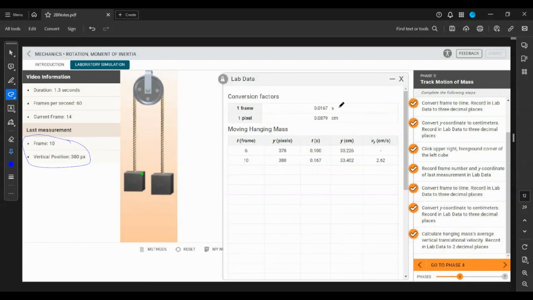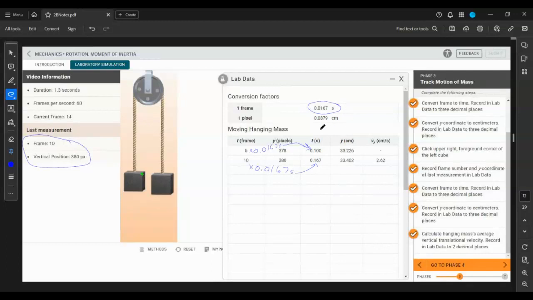So whatever number of frames gets multiplied by your seconds per frame. So 6 times 0.0167 seconds. Unfortunately, they kind of staggered these funny. That's going to go here. And then similarly, 10 times 0.0167 seconds goes there.